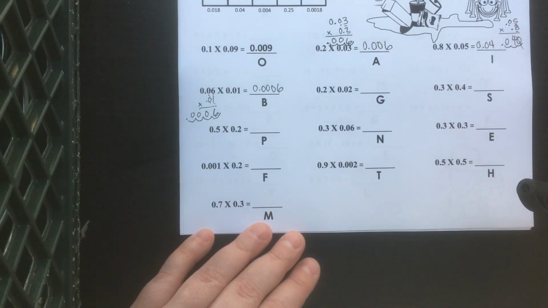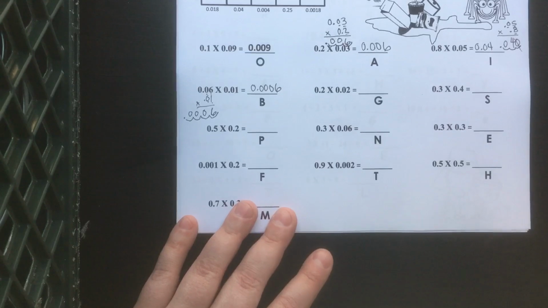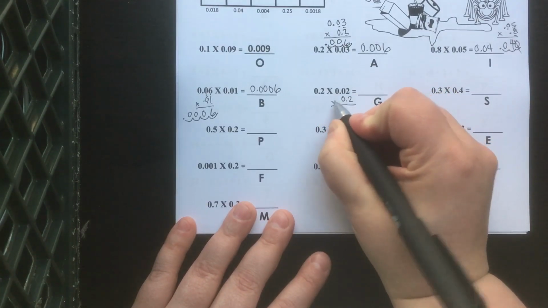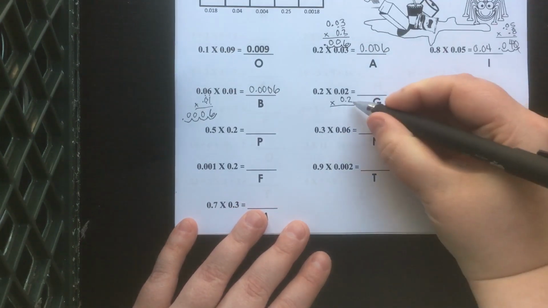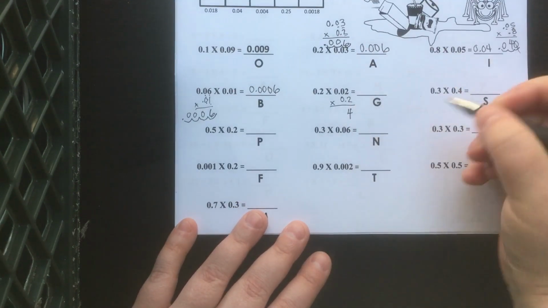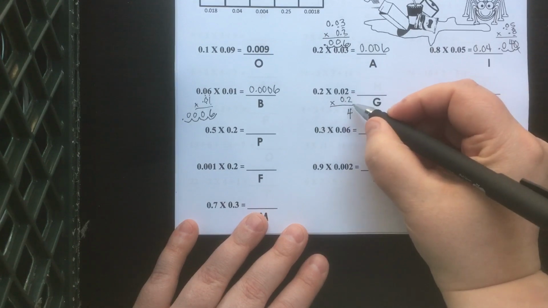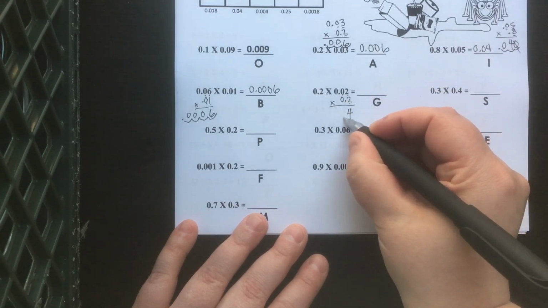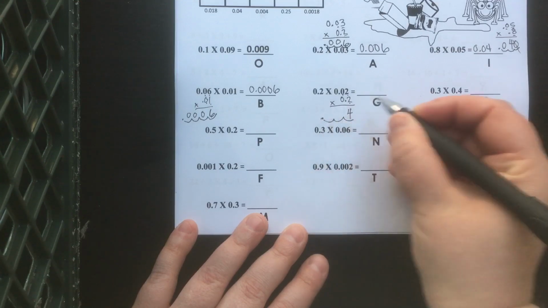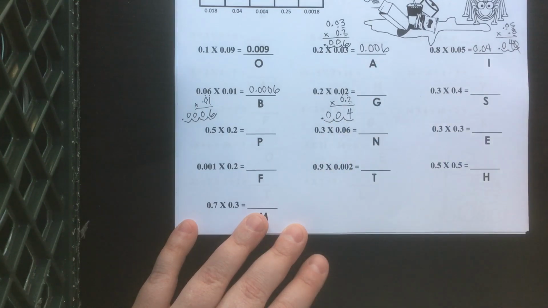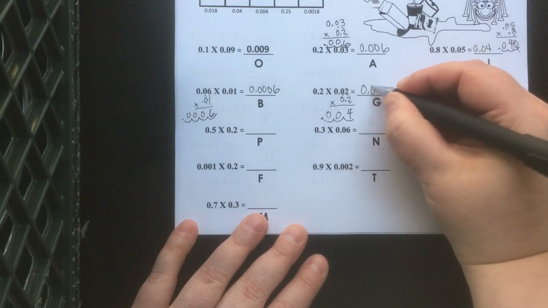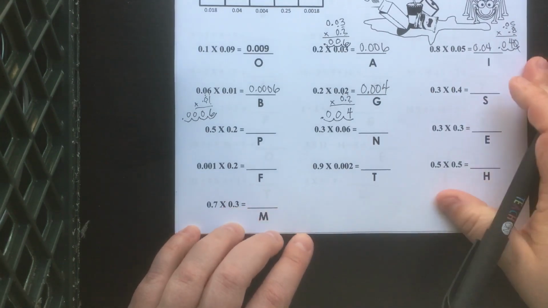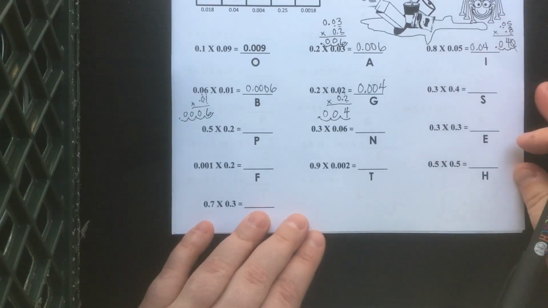All right, let's do another one. I'm going to put this one down here. 2/10 times 2/100. 2 times 2 is 4. The rest of these are zeros. How many digits are behind the decimal? 1, 2, and 3. And I put placeholders. 4 thousandths. I'm going to do one more with you, and then you're already almost halfway done with this clue.